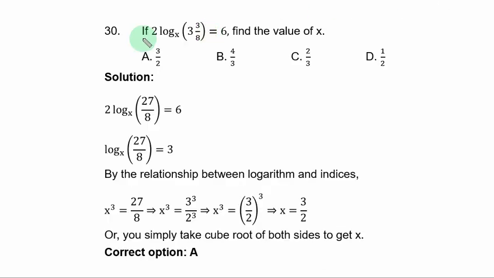Question 30. If 2 log of 3 root 3 over 6 root 3 over 8 to base s is equal to 6, find the value of s. Solution. This is the given problem. You can divide through by 2 to remove 2 from here. If you do that, you have this result.